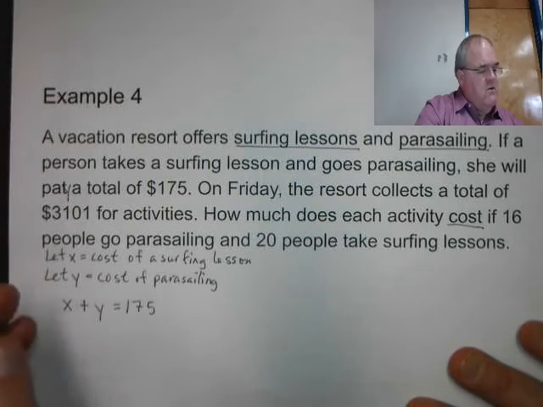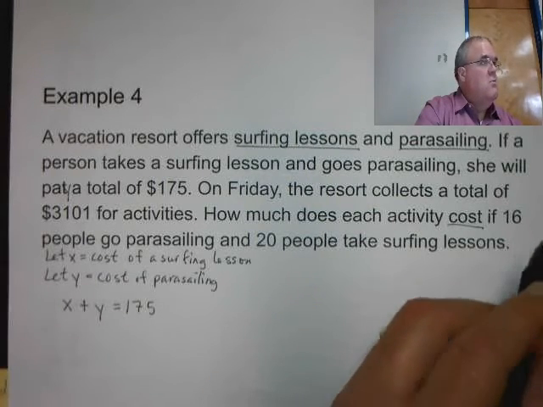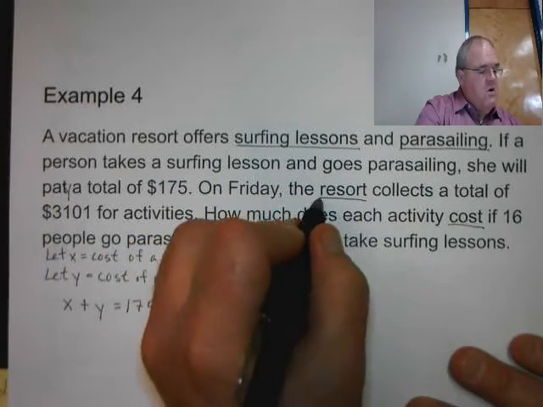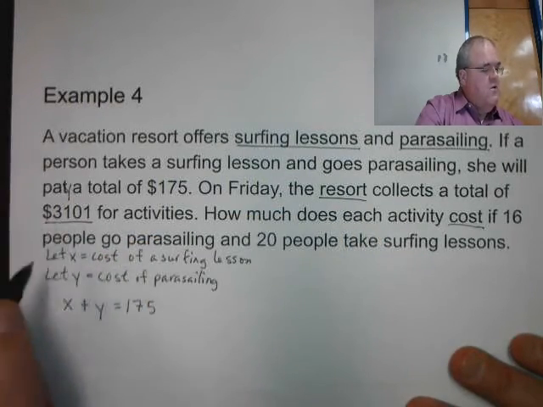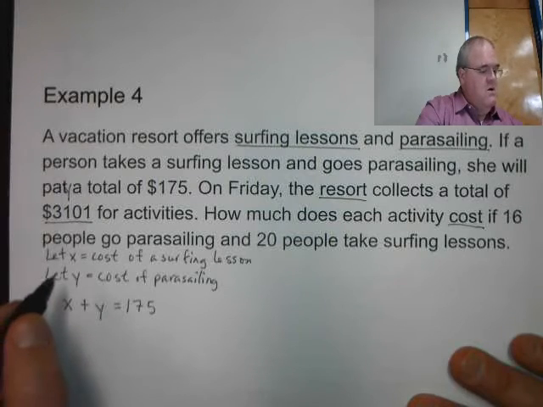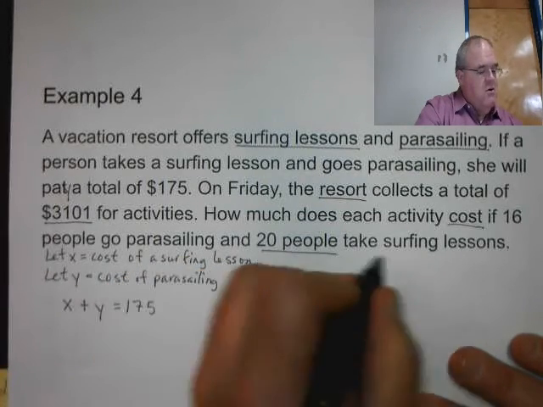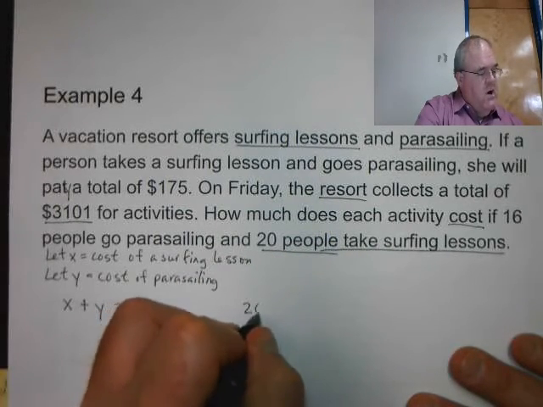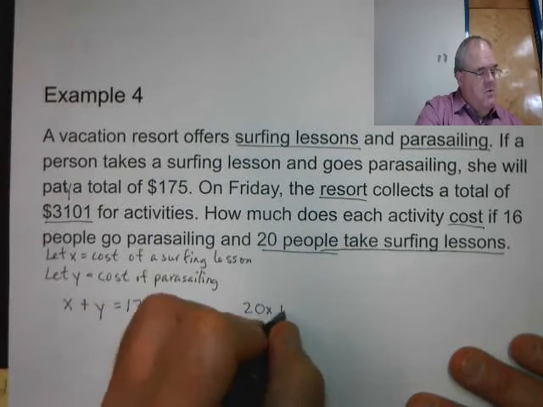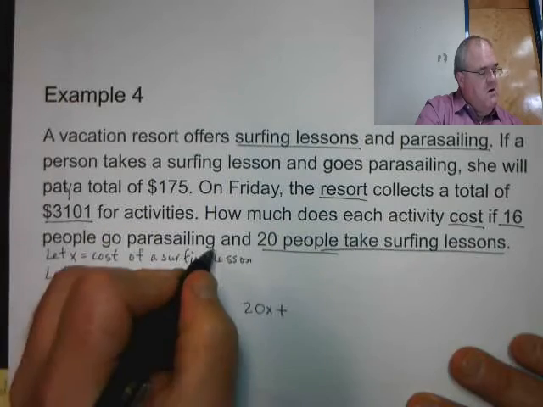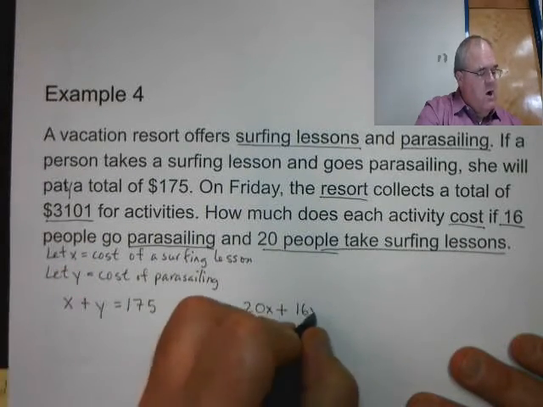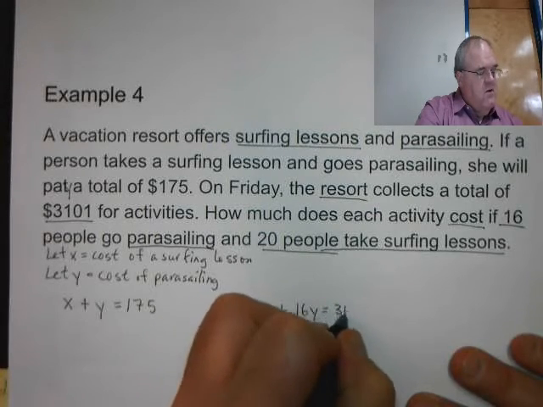My second equation, so the first equation takes care of the person. The second equation I'm going to use takes care of the resort. The resort collected a total of $3,101, and they had 20 people take surfing lessons. So I'm going to say that 20 times the cost of the surfing lesson, x, plus 16 for parasailing, so 16 times the cost of parasailing, which is y, equals $3,101.